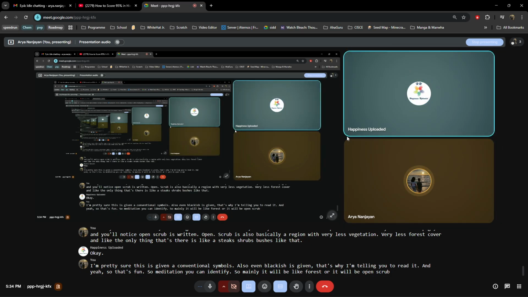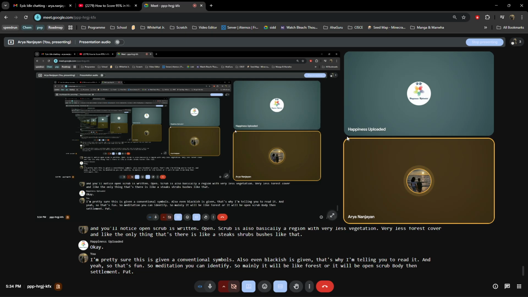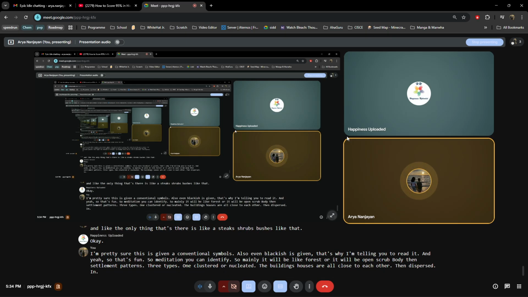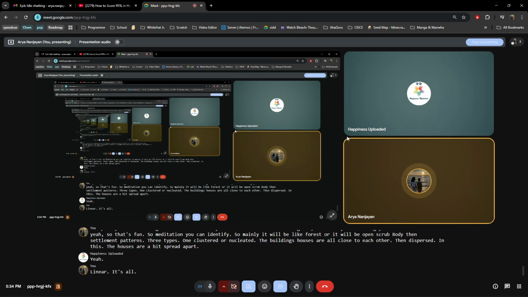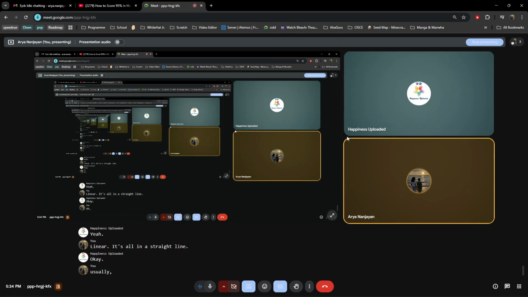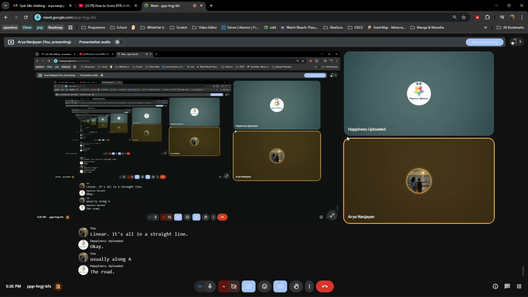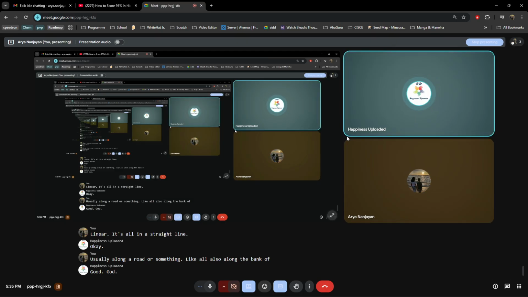All right. Then settlement patterns. Three types. One, clustered or nucleated. The buildings, houses are all close to each other. Then dispersed. In this, the houses are a bit spread apart. Linear. It's all in a straight line, usually along a metal road or something like that, or also along the bank of a river. Got it. That is linear settlement.